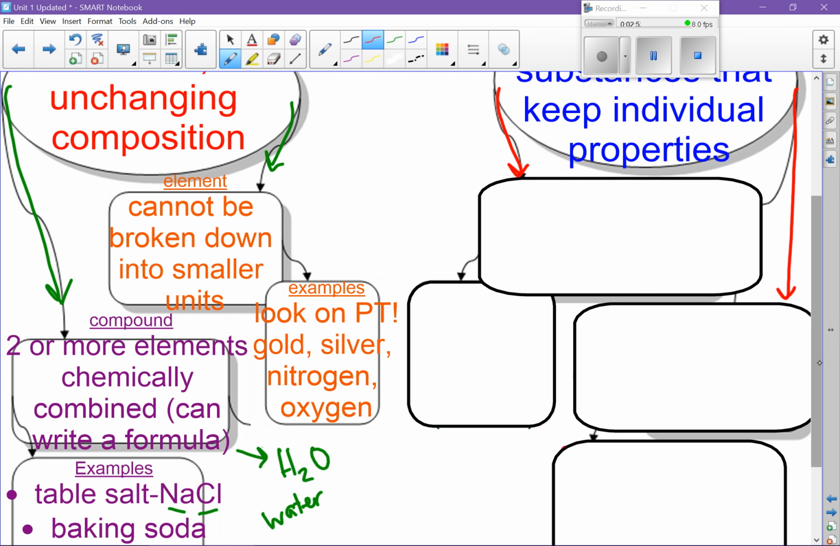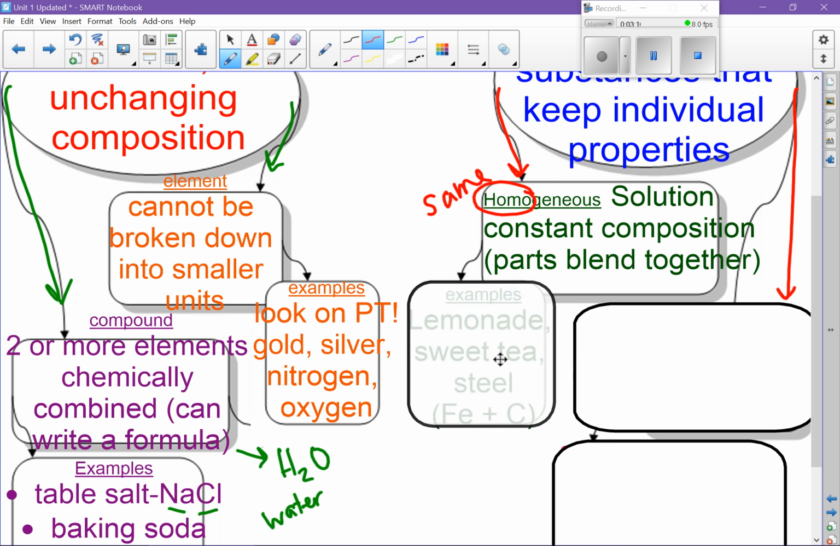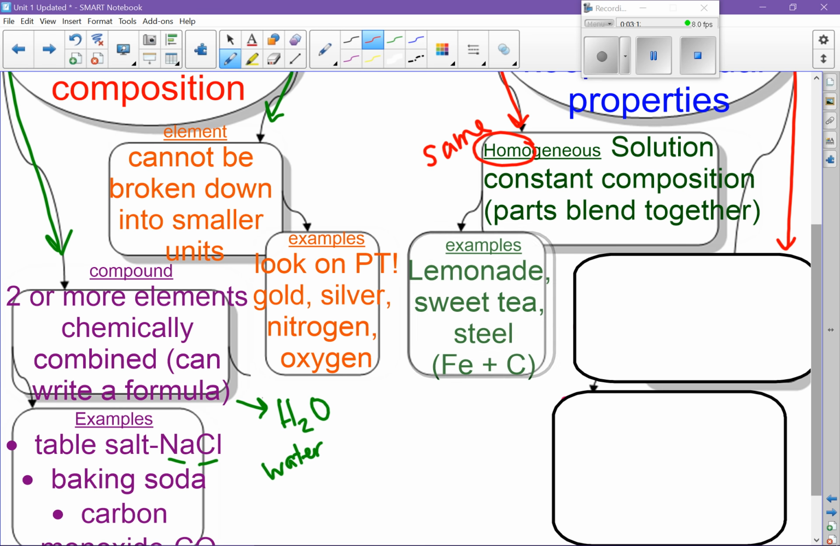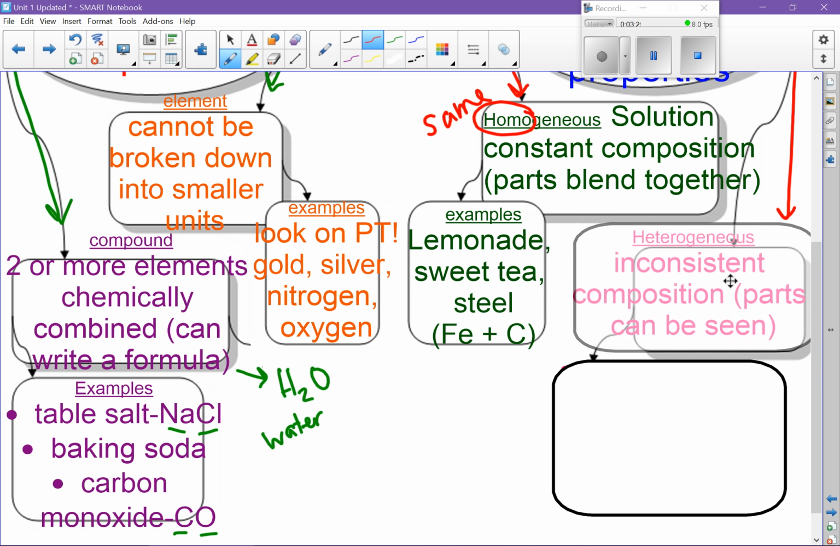The first kind of mixture that we can have is called homogeneous. That's a solution, a constant composition. The parts blend together. If you've ever heard the prefix homo before, it means same. So if you look at a homogeneous mixture, it's going to look the same all the way throughout. Examples of that would be lemonade, right? The top of the glass looks the same as the bottom of the glass. Same thing with sweet tea. Even steel is a mixture of iron and carbon, and no matter where you look on that piece of steel, it looks the same.